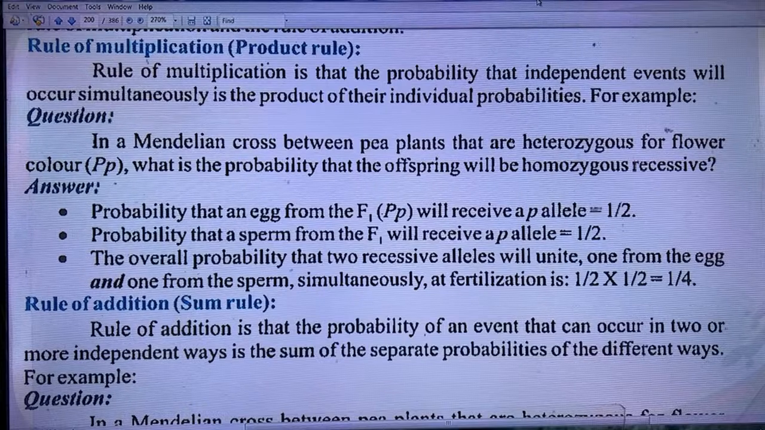For example, question: in a Mendelian cross between plants that are heterozygous for flower color, capital P small p, what is the probability that the offspring will be homozygous recessive? Answer: the probability that an egg from the F1 Pp will receive a small p allele is 1/2. The probability that a sperm from the F1 will receive a small p allele is 1/2. The overall probability that two recessive alleles will unite, one from the egg and one from the sperm, simultaneously at fertilization is 1/2 × 1/2 = 1/4.